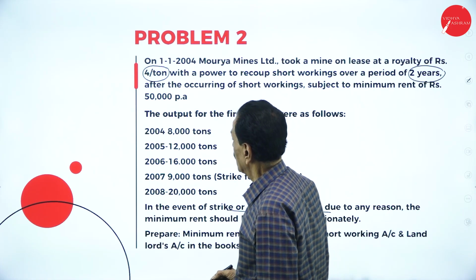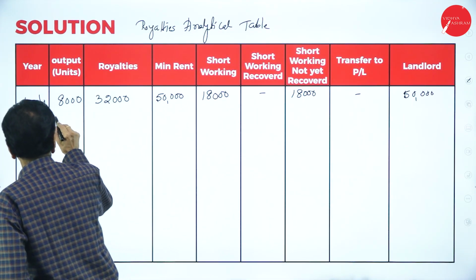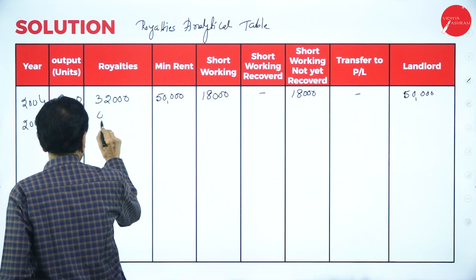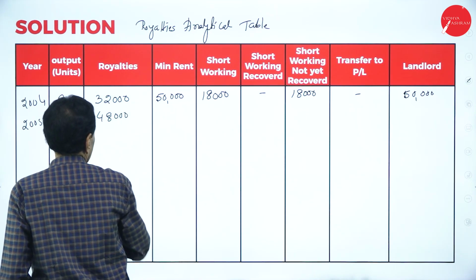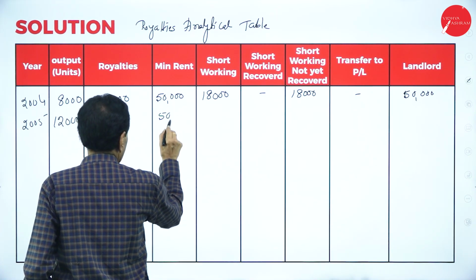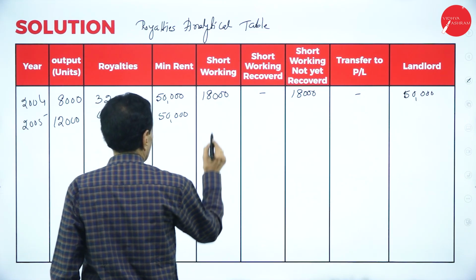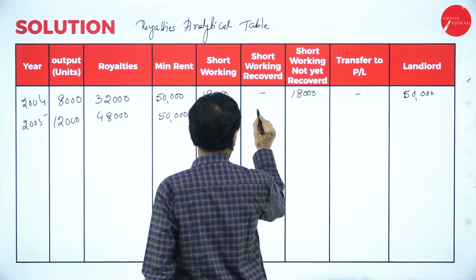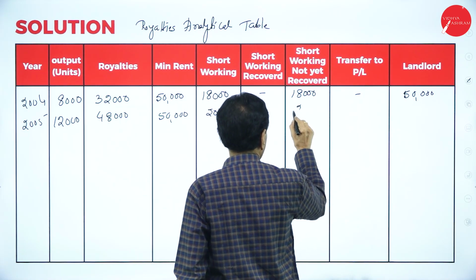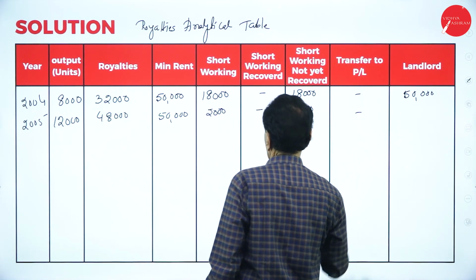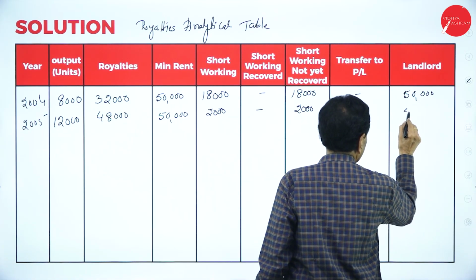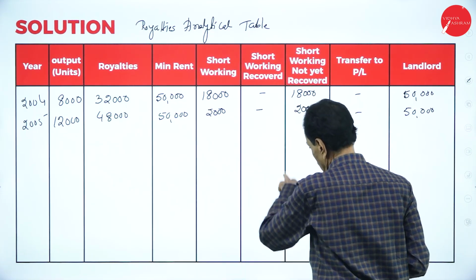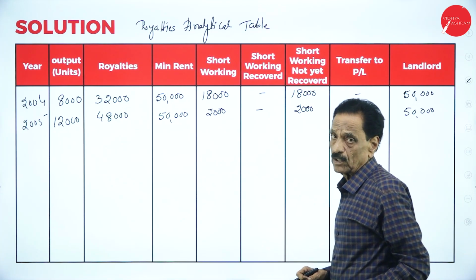2005, 12,000 tons, 48,000, minimum rent of 50,000. Short working 2,000. Recovered? No. Not yet recovered. 2,000. Paid to landlord, whichever is more, 50,000. No, this one, 18,000 should be recovered in the next year.